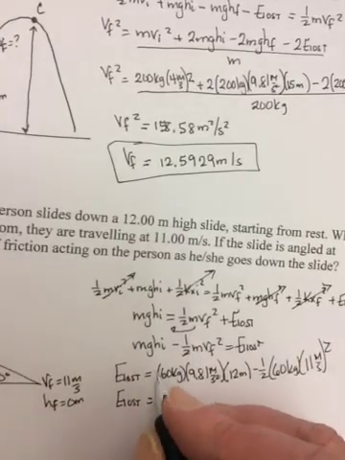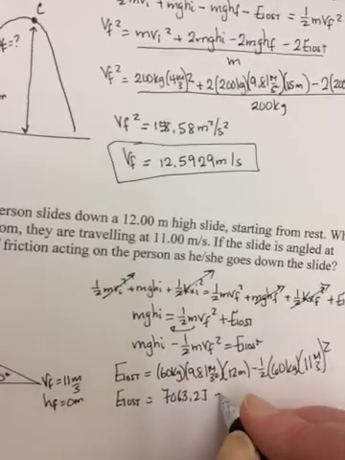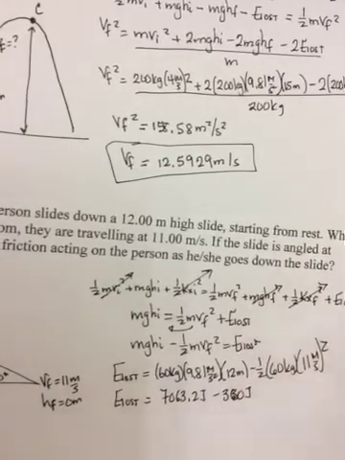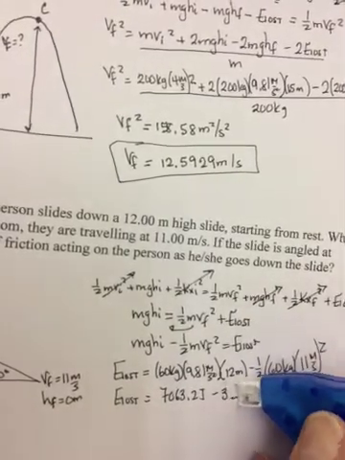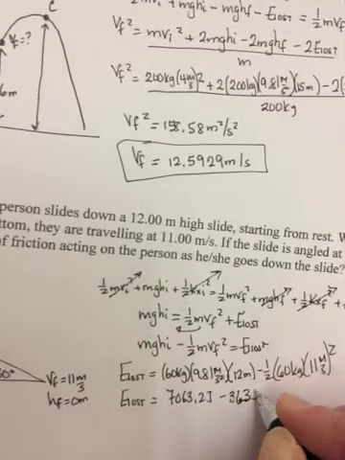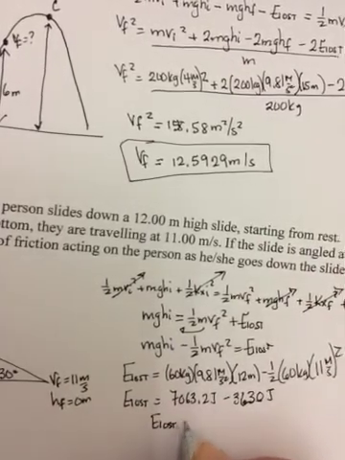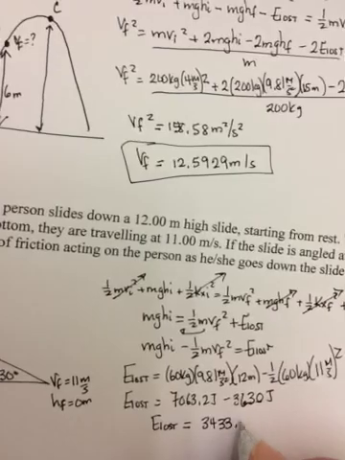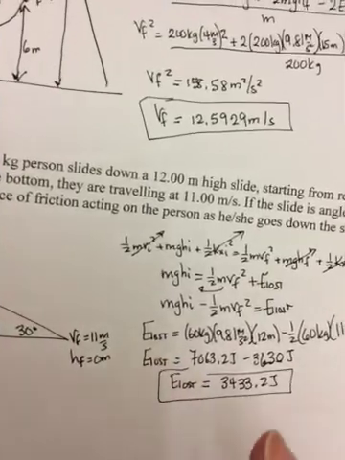So first term is going to be something like 7,063.2 joules, and second term is going to be 3,630 joules. Whoops, I didn't do a very good job if I don't look down while I'm writing there. So 3,630 joules. And when you subtract them, you get an E lost of 3,433.2 joules. Okay, so that's the E lost, but the question wants to know the force of friction.